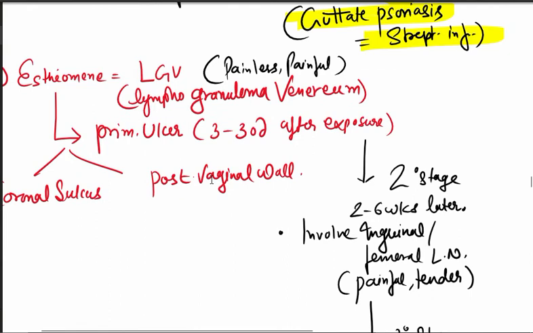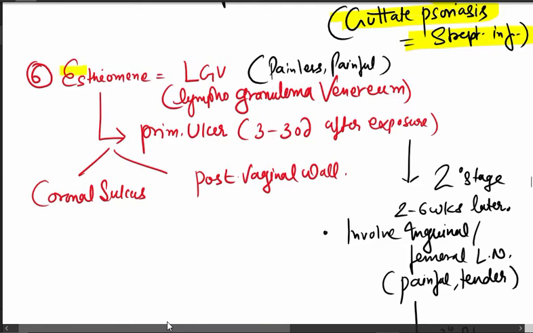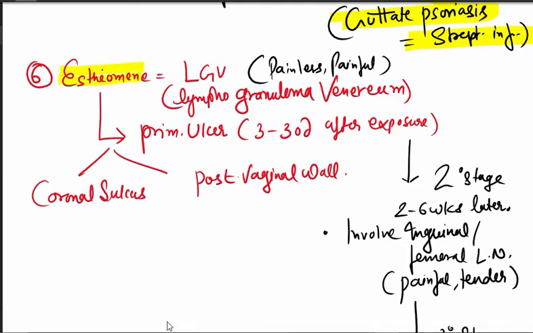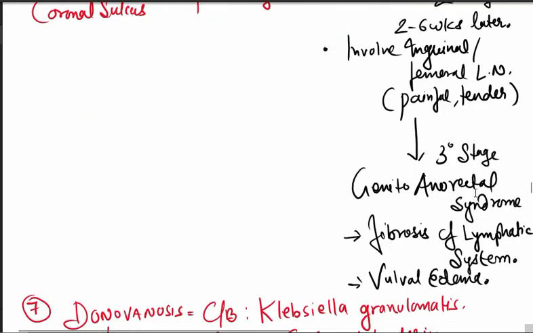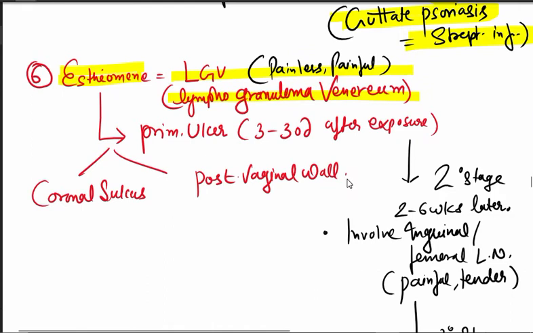Next one is the esthiomene. What is this? This is seen in LGV, lymphogranuloma venereum. This esthiomene is seen in the tertiary stage of LGV. This is genitoanorectal syndrome. Here is esthiomene, here vulval edema is seen.